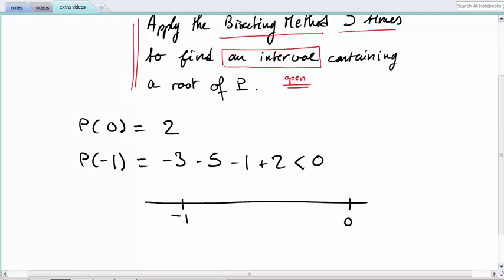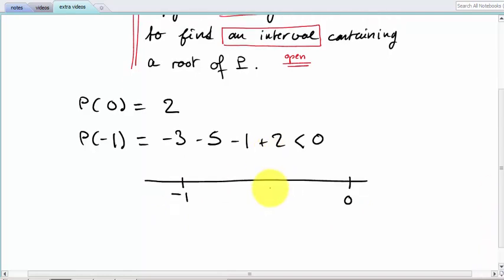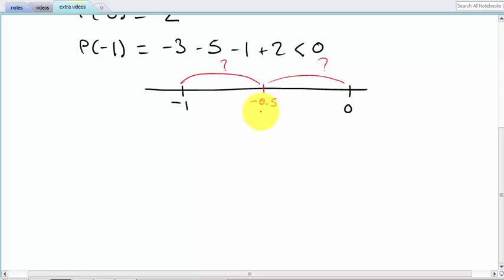So, let's apply the bisecting method once. I'm going to bisect this interval. I'm going to half it right here, and check out if my root is here or if it is there. So what is the next step once you have the interval? Well, you check where your solution will be. How do you check it out?